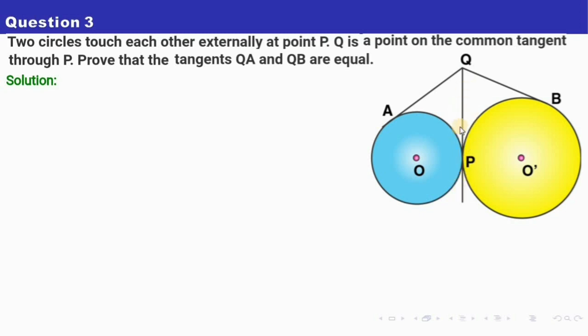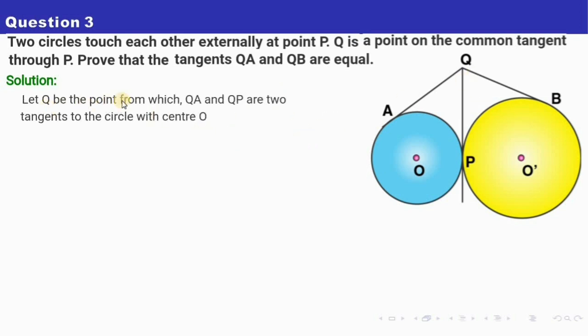So this line is a tangent which is common to both. It is a tangent to this blue circle and to the yellow circle as well at point P, right? So P is the point of contact for both the circles. And the name of this tangent is QP. Now you need to prove that the tangents QA and QB are both of the same length. So that's what we need to show here.